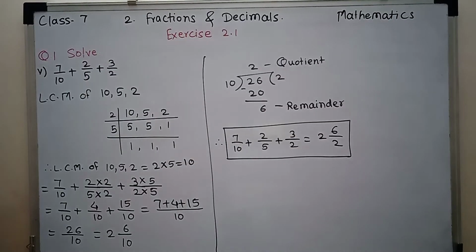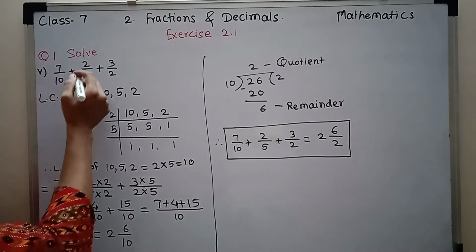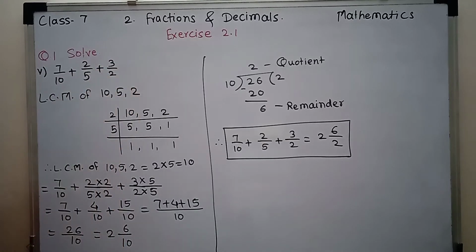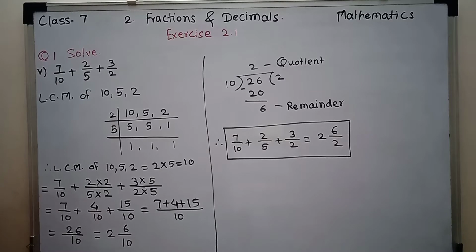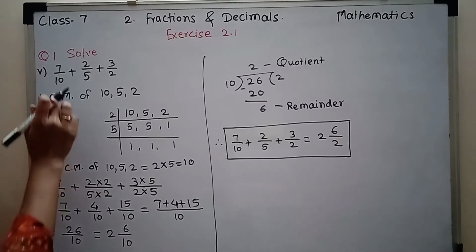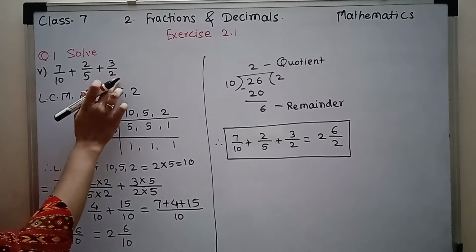So, the next question is the fifth question, 7 upon 10 plus 2 upon 5 plus 3 upon 2. Okay, we have here the addition of three fractions together. So, how to do the addition of three fractions together? Yes, so first of all, we can observe over here that each of the fractions has a different denominator. So, what to do? We need to take the LCM of 10, 5 and 2.